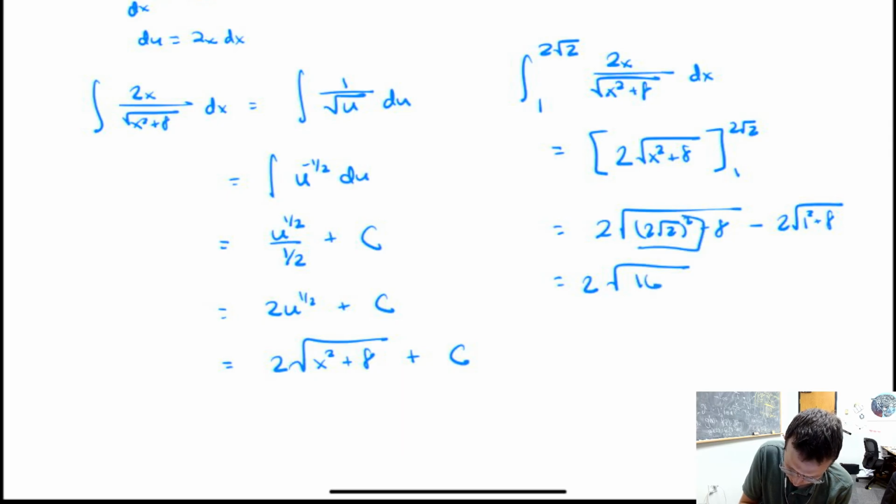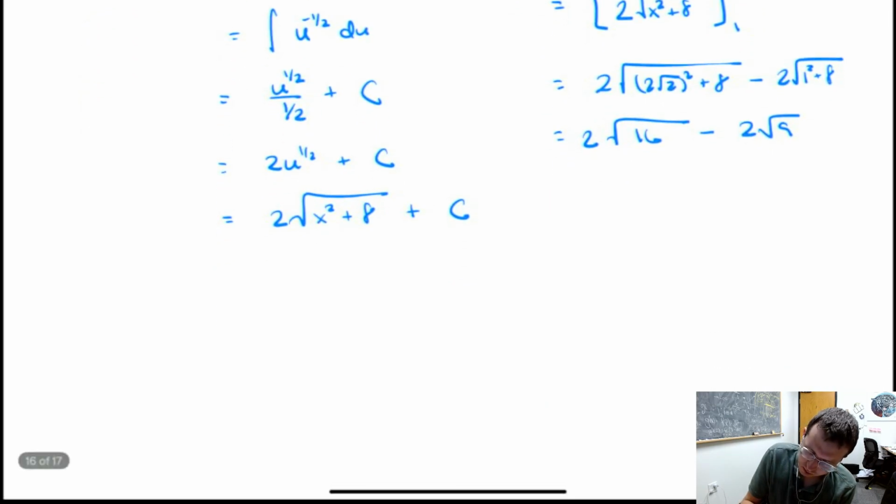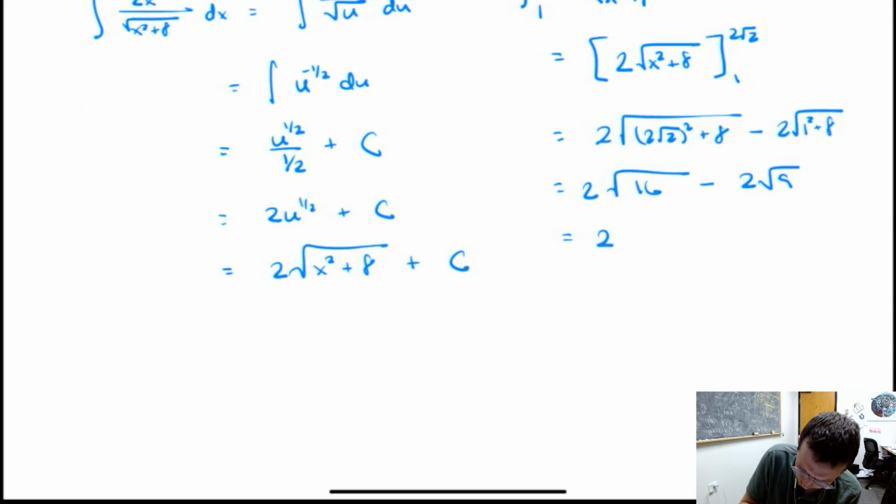2 root 2 squared comes out to 8, because it's 2 squared, which is 4, times root 2 squared, which is 2. So it's 4 times 2. And then the 8 plus 8 is 16. And over here, I just have 1 plus 8, which is 9. 2 times 4 minus 2 times 3 is 2.